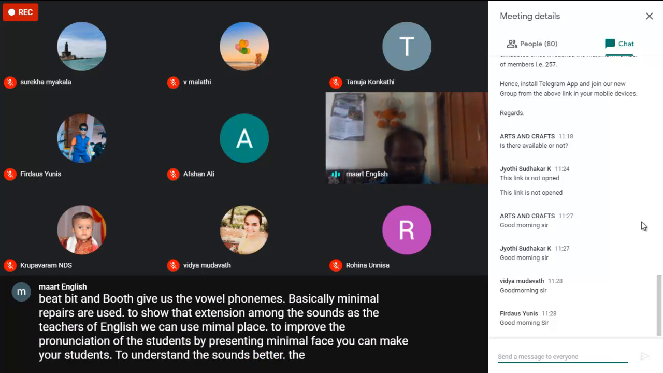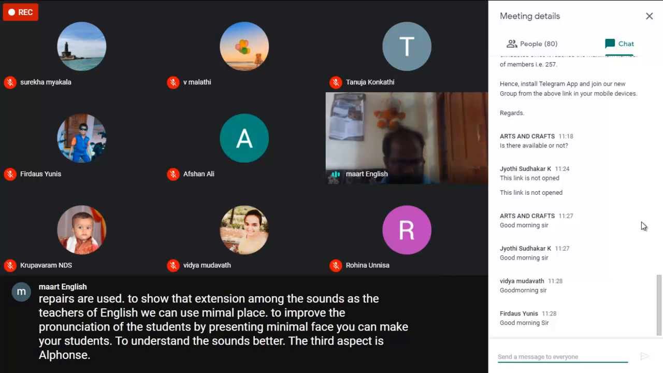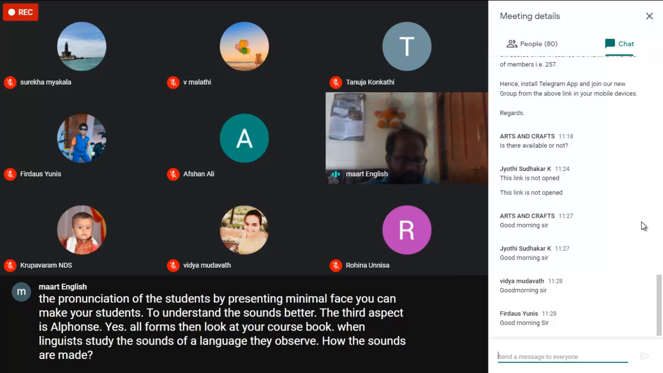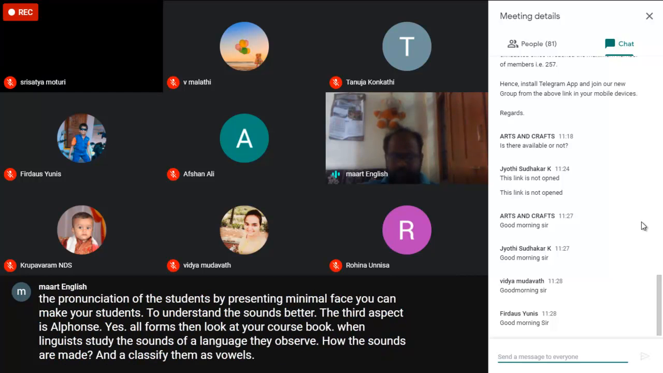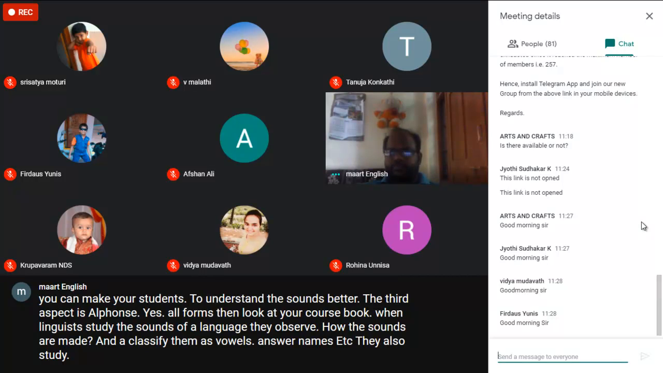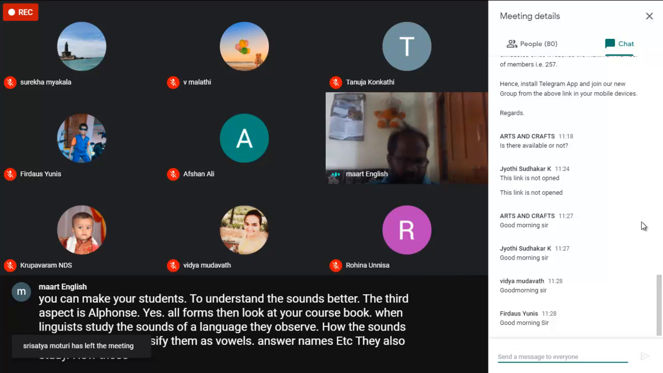The third aspect is allophones. Look at your course book. When linguists study the sounds of a language, they observe how the sounds are made and classify them as vowels, consonants, etc. They also study how those sounds correlate with words which have different meanings.